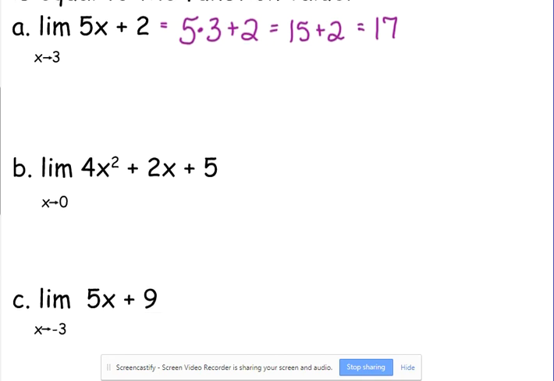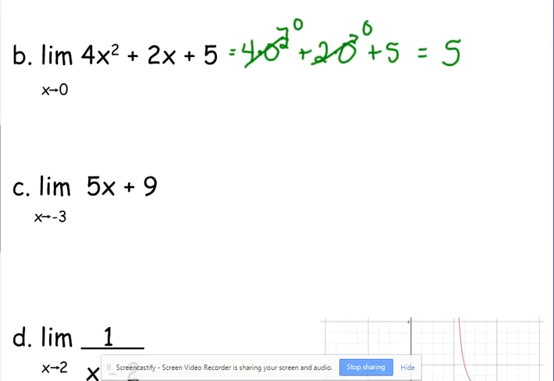Let's look at example B. The limit as x approaches 0 of 4x squared plus 2x plus 5. Plugging in 0. You probably don't need to show all this work, but I am just for the sake of being explicit right now. Plugging in 0, we've got 4 times 0 squared plus 2 times 0 plus 5. Well, 0 squared is 0. 2 times 0 is 0. So those are 0. So 0 plus 5 is simply 5.